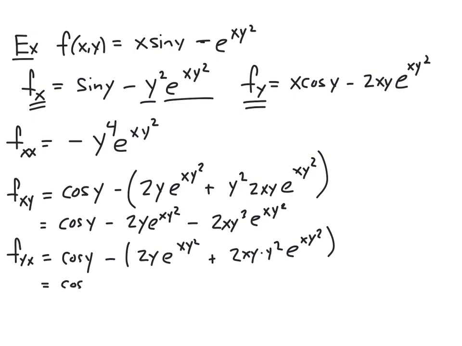So again, I'll clean this one up a little bit. So we get cosine y minus 2y e to the xy squared minus 2xy cubed e to the xy squared. And our last partial is f sub y, y. So we differentiate that function with respect to y. Right? So in the first function, we have x times the derivative of cosine y, so that'll become negative x sine y.